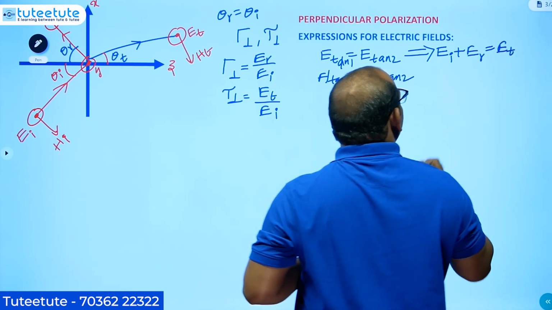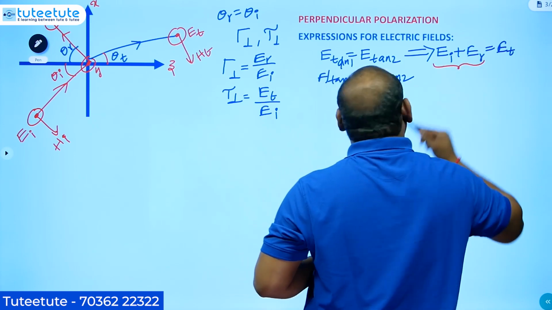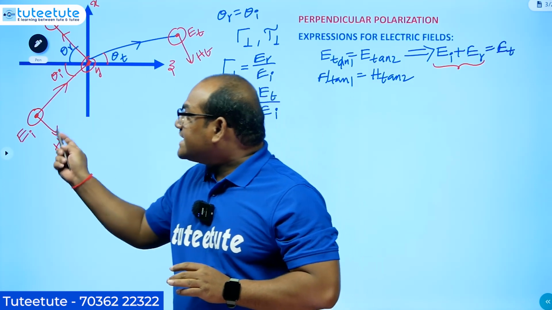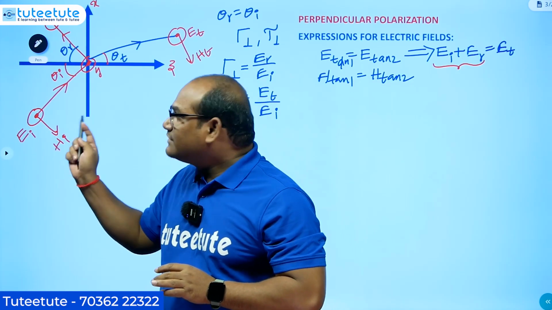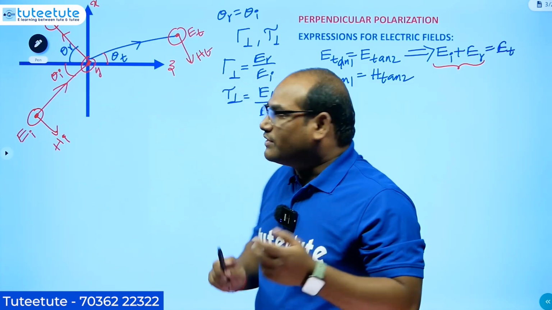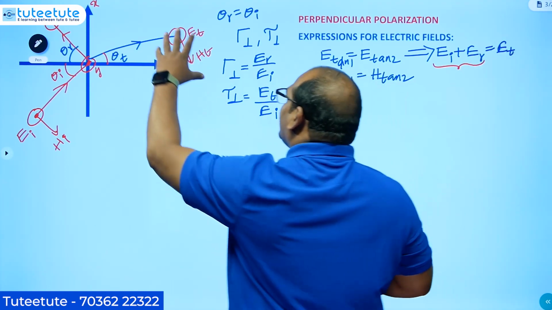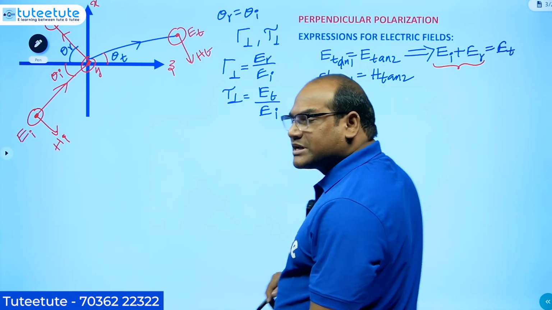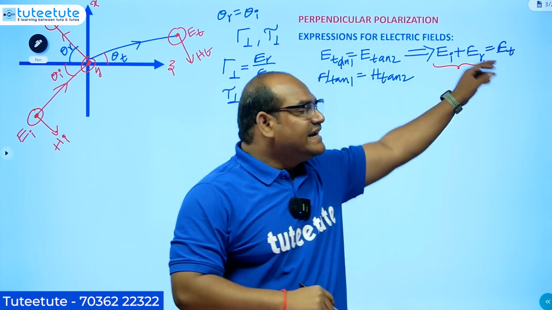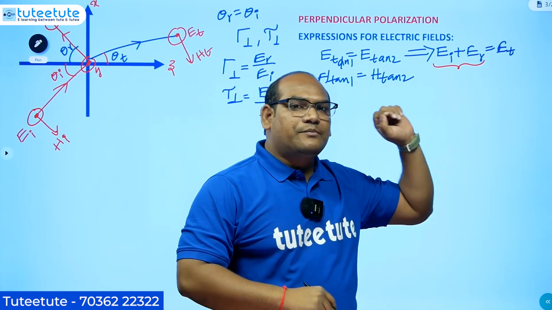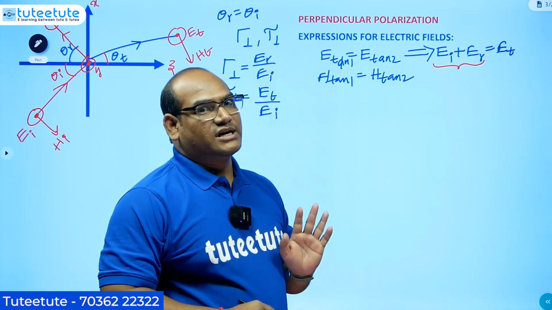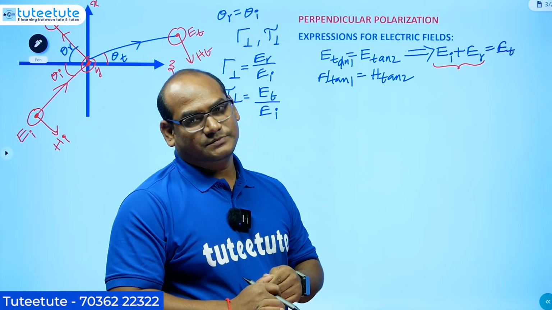Why did I write like this? These two are the tangential components available in the medium 1. EI is related to the incident wave, ER is related to the reflected wave, and only one wave is there in the medium 2, that is the transmitted wave. Its corresponding tangential component I have simply represented with ET. EI is the tangential component of the incident wave, ER is the tangential component of the reflected wave. For the time being I have taken like that.